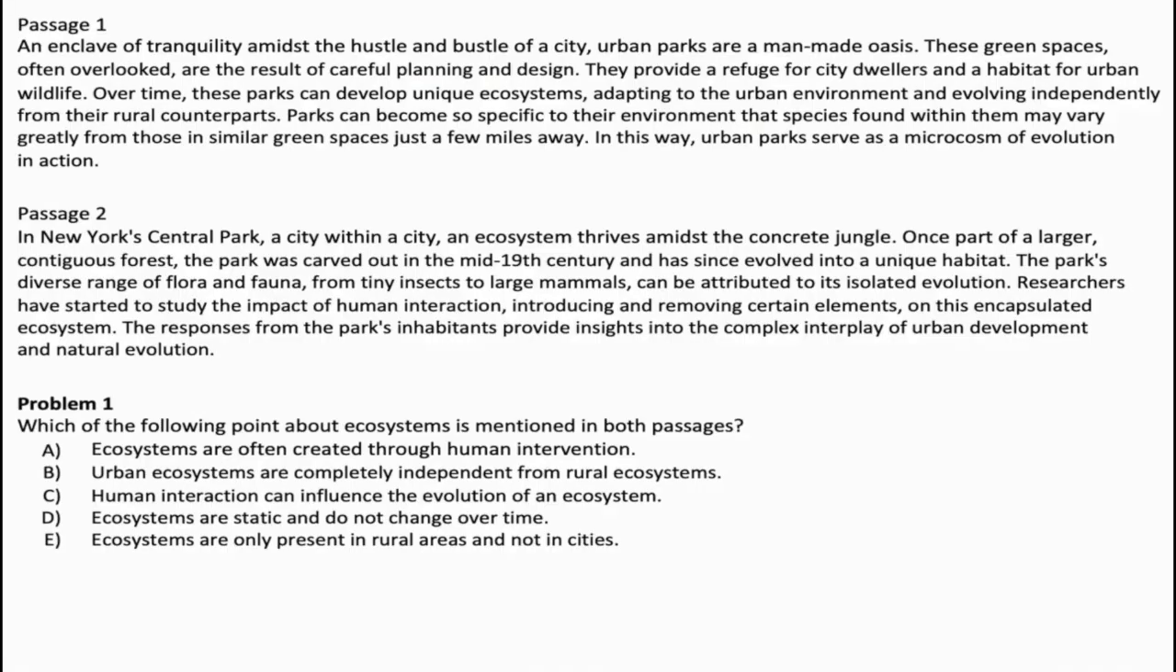Okay, so we're going to dive into these sample problems involving comparing two passages. I'm going to go ahead and read these out loud.